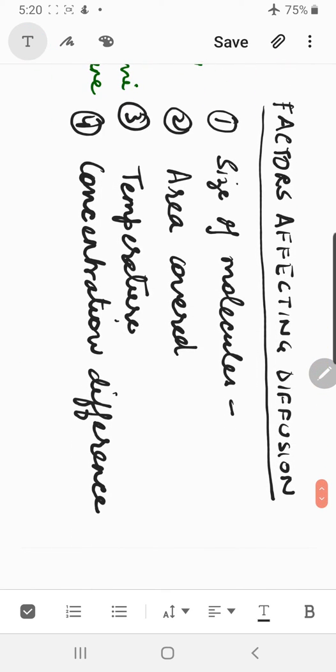If you can see the factors affecting diffusion, the first factor is the size of the molecule. Let me give you some examples from your daily routine so that you understand this better. When you squeeze a lemon in a glass of water, lemon is a liquid and water is also a liquid. Even if you don't stir the solution, in some time the lemon juice would evenly get distributed across the whole solution.